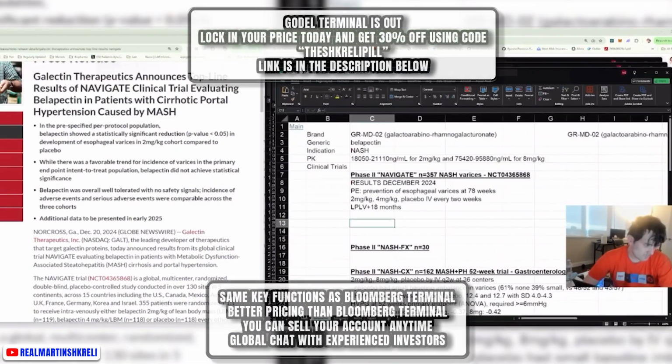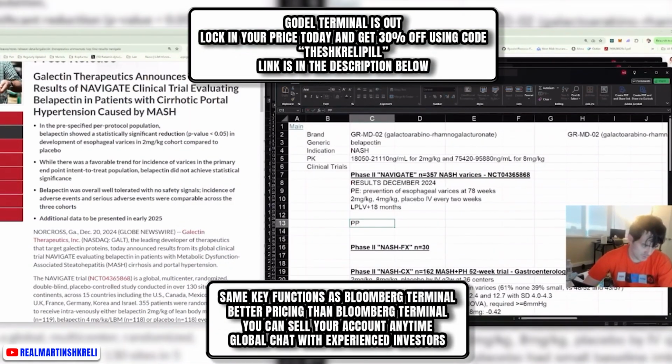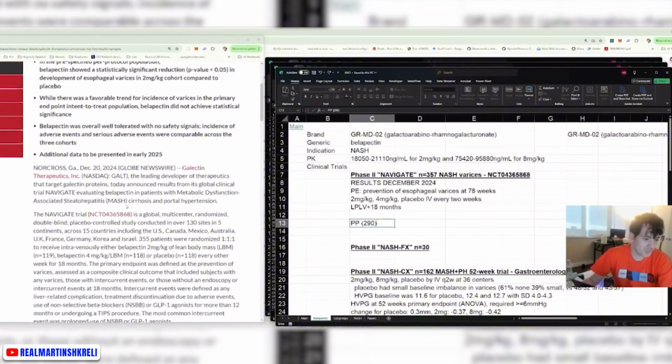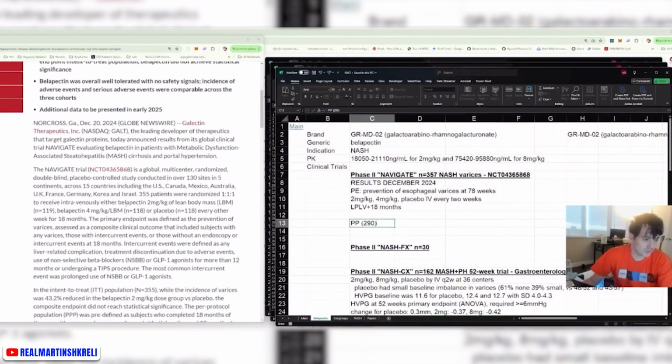Okay, so per protocol means you're throwing out people that dropped out of the trial, which is generally not great because you're biasing toward people that did well. You're biasing the trial. So per protocol is 290, and ITT, which is what you're supposed to do, is 355.